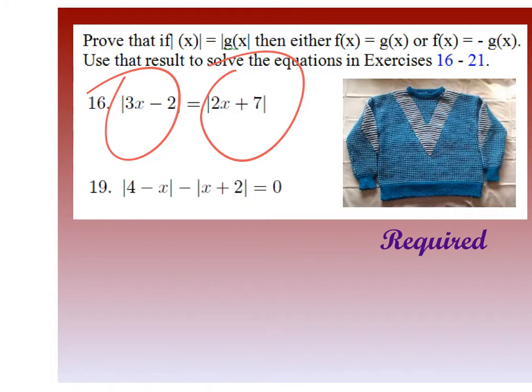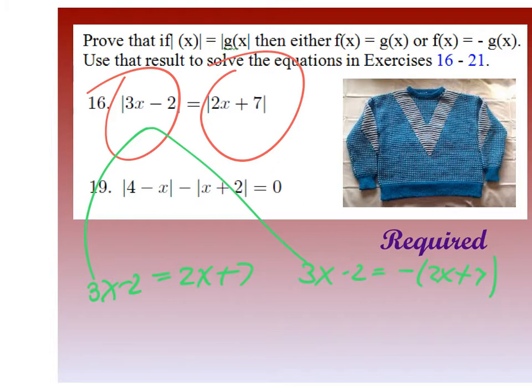Okay, so anyway, I'd like you to set up the equation for this. 3x minus 2 equals 2x plus 7. Oh, can't even write anymore. And then the other side, 3x minus 2 equals negative 2x plus 7. And then there's actually 4 cases that we have to check into.